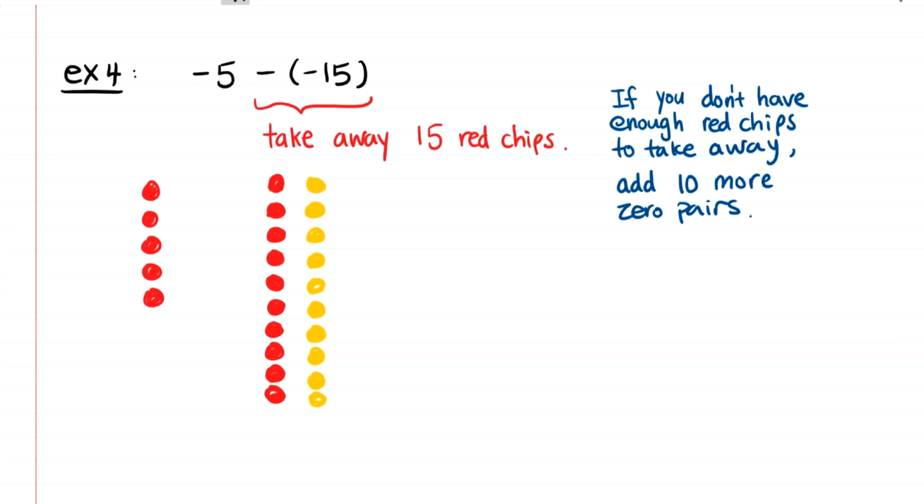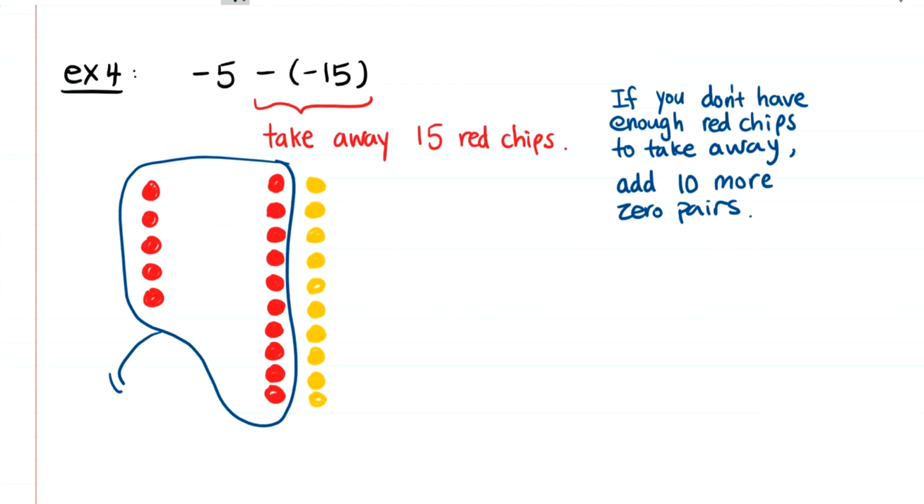Okay, so now we have 15 red chips, so they're good to go. So we're going to take away this many red chips. They're gone, and you're left with 10. Yellow means positive, so the answer is positive 10.